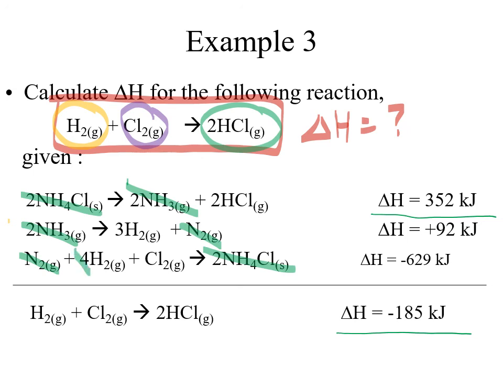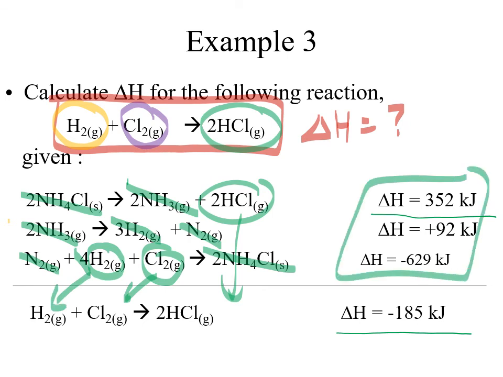4 hydrogens, 3 of them will cancel out with these 3 hydrogens here, leaving us still with 1 hydrogen, because remember the coefficients just tell you how many there are of each one. So we have 1 hydrogen, 1 chlorine gas, forms 2 hydrogen chloride, all carrying through down to our target reaction. Our delta H's summing together to give us our delta H of the target reaction.